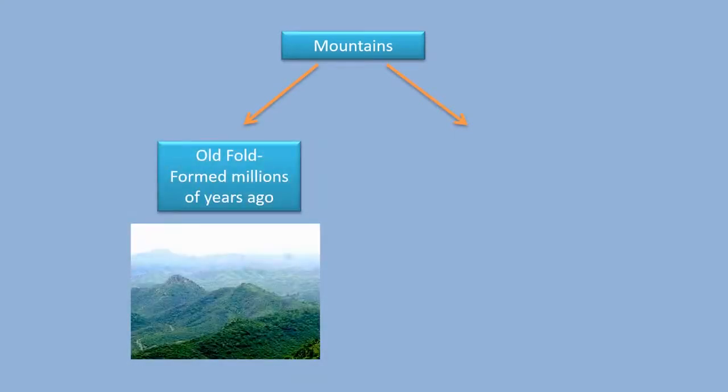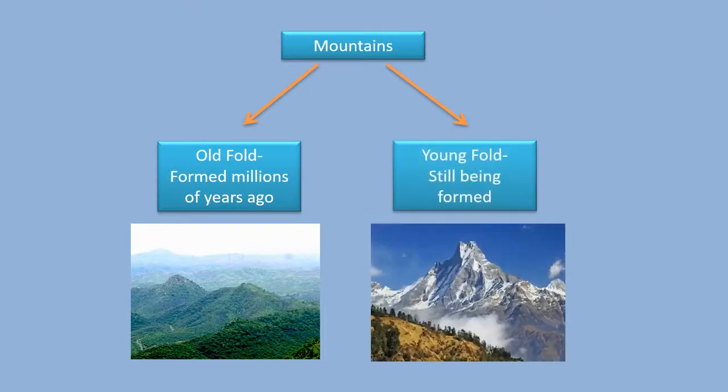Mountains also are of two kinds. Old fold mountains formed millions of years ago. For example, the Urals in Eurasia and the Aravallis in India. Young fold mountains like the Himalayas and the Alps, which are still being formed by the movement of tectonic plates.